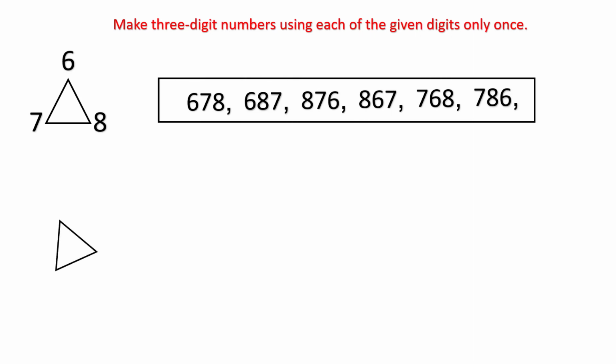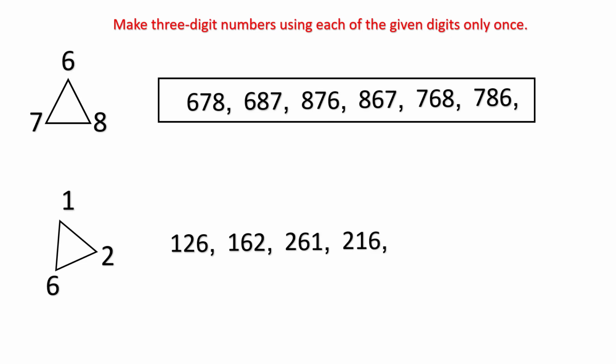Given digits are 1, 2, 6. We make 3-digit numbers from 100: 126 and 162. And from 200 we make 261 and 216. From 600 we make 612 and 621.